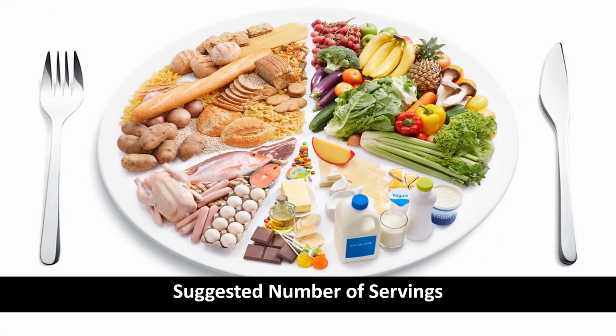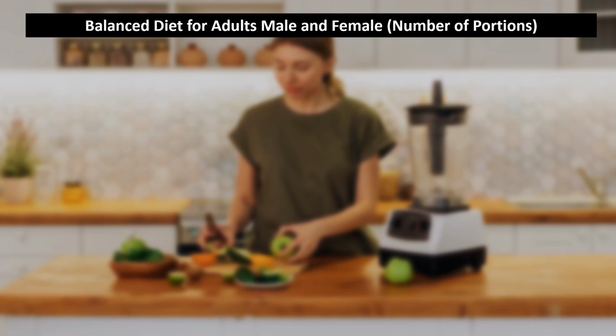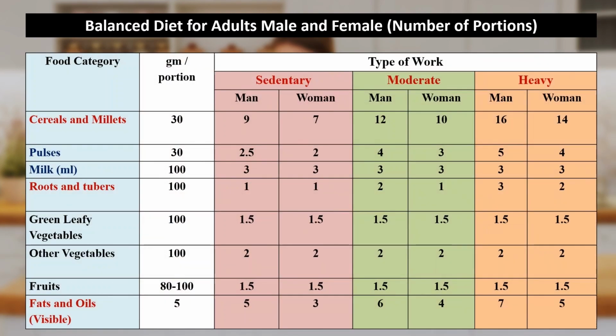So when we are talking about a balanced diet, we would include say 7 portions of cereals in the diet for a woman who is sedentary. The portions will go up for a moderate and even higher for a heavy worker. Likewise, look at the fats and oils. A sedentary woman may need only 3 portions, 3 into 5, maybe 15 grams of visible fat and oil.